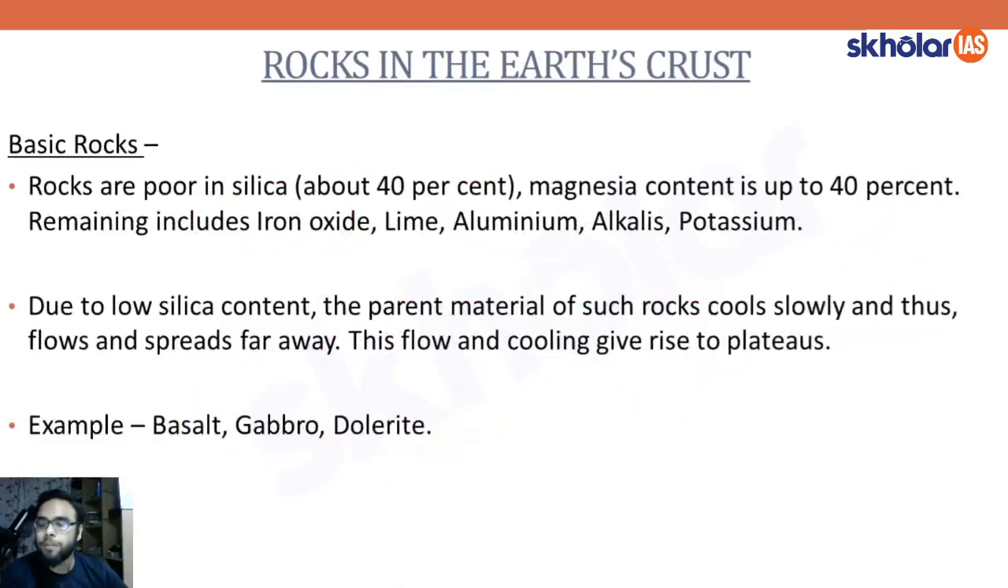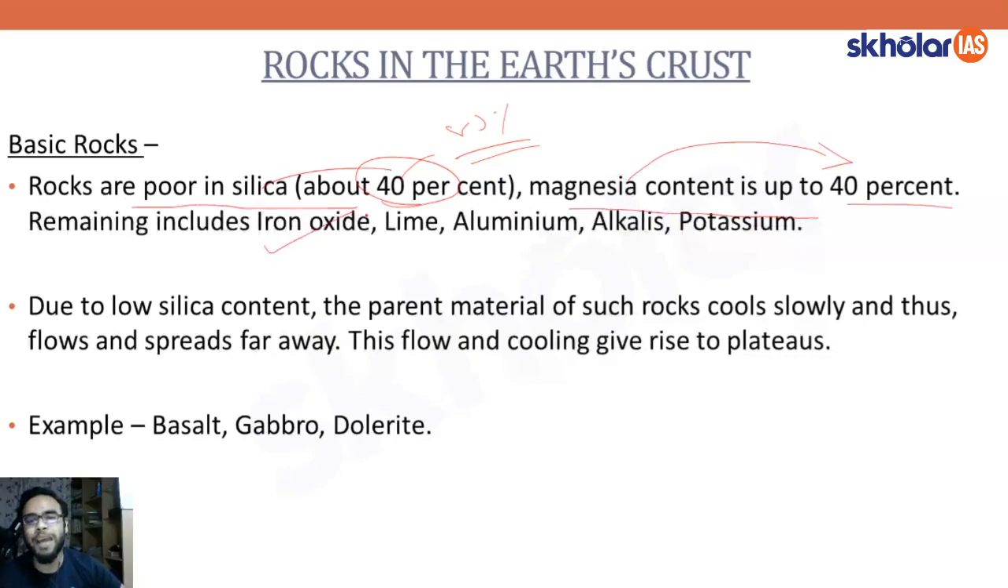Next we have your basic rocks. So basic rocks will be just opposite to that of your acidic rock. So basic rocks are what? These rocks are poor in silica content, only up to 40%. In that case it was up to how much percent? 80%, right? Fine. So magnesia content is also up to 40%. So silica 40%, magnesia content is also 40%, and the rest will include your iron oxide, lime, aluminum, alkali and potassium.